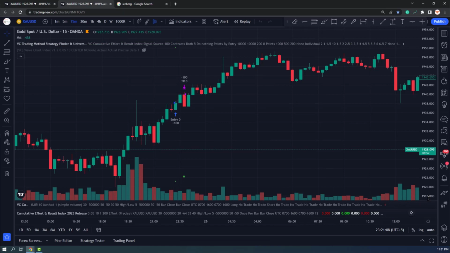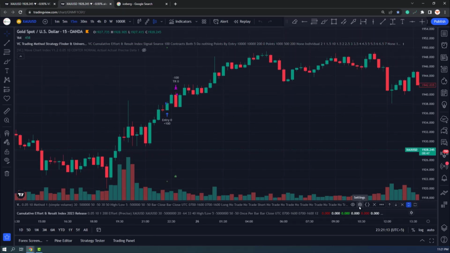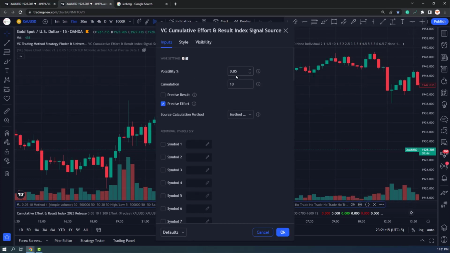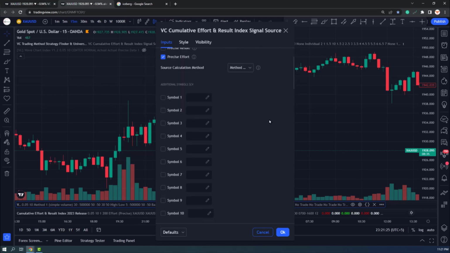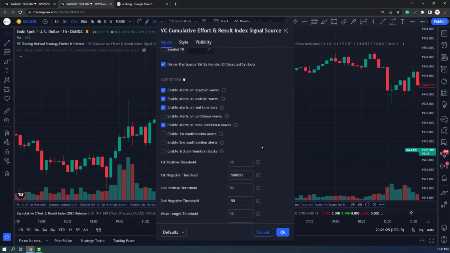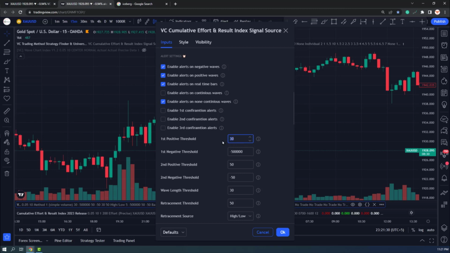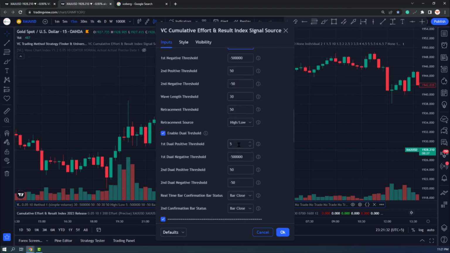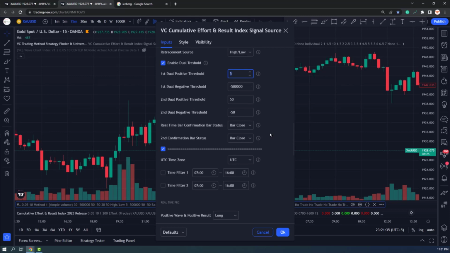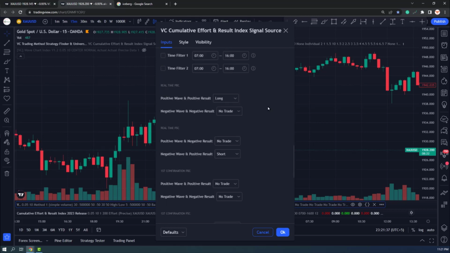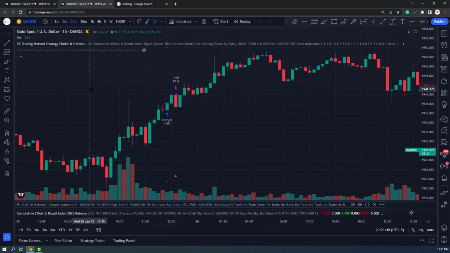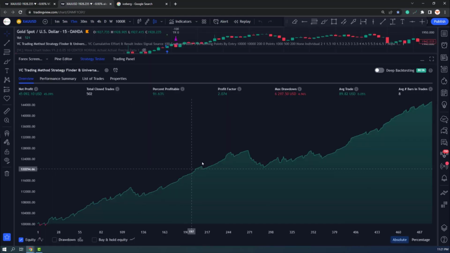And the parameters that I have used in this back test are the same parameters. You see here, volatility 0.5, it is 10. I have not used any additional. This is the signal source of this back test. This is the cumulative result, with the same setting that I have mentioned. You see here, the same setting, nothing is changed. I am going to back test in front of you. Okay, so this is the result of the back test here.